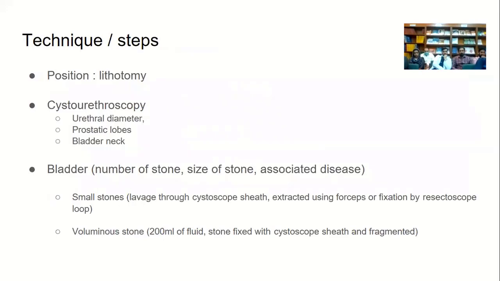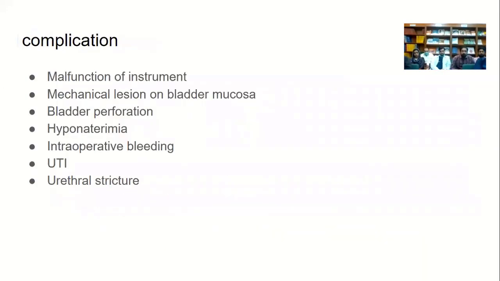Patient is in lithotomy position. Cystoscopy is performed. We look for urethral diameter, prostatic lobes, and bladder neck. In the bladder, we see the number of stones, size of stone, and associated disease. Small stones are removed through lavage through the cystoscope sheath, extracted using forceps or fixation by means of a resectoscope. If there is a voluminous stone burden, 200 ml of fluid is filled. Stone is fixed with the cystoscope sheath and fragmented.